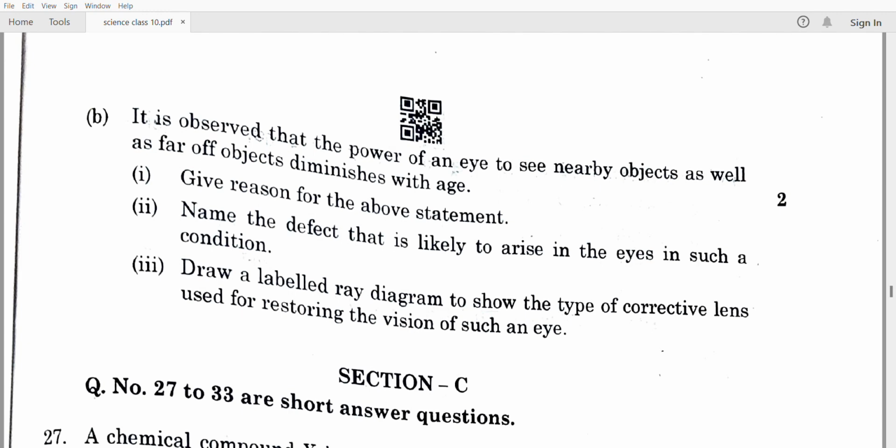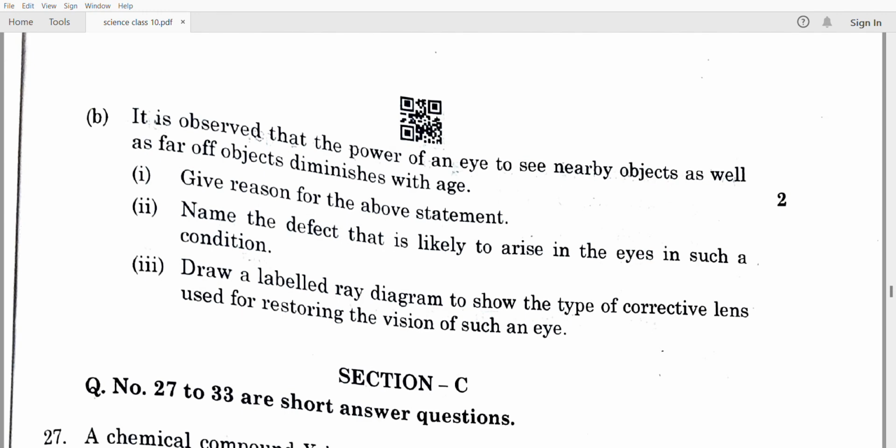It is observed that the power of an eye to see nearby object as well as far off object diminishes with age. That is majorly due to the loss of elastic property of the ciliary muscles. Name the defect that is likely to arise in the eyes in such a condition. So majorly in old age, the defect would be presbyopia, which is having both kinds of defects, hypermetropia and myopia.